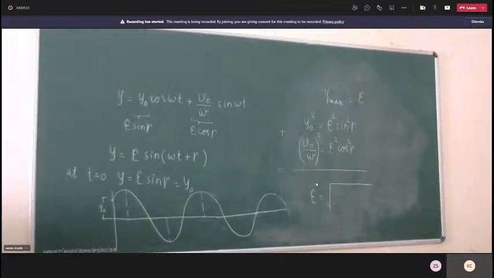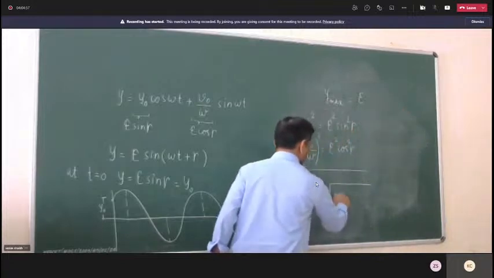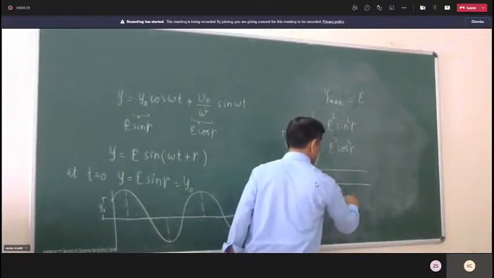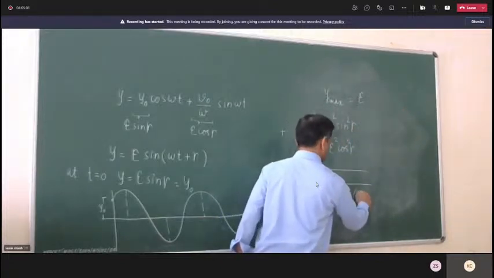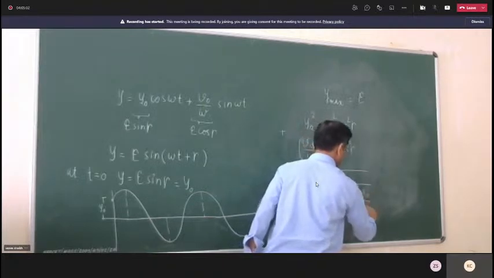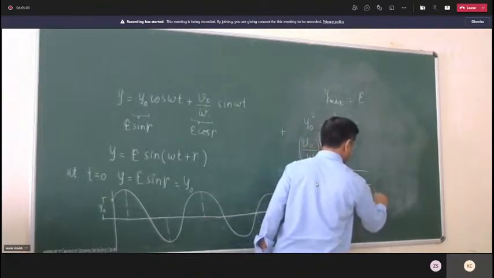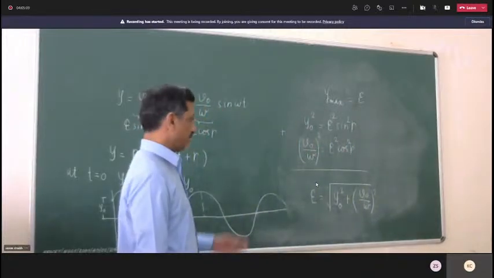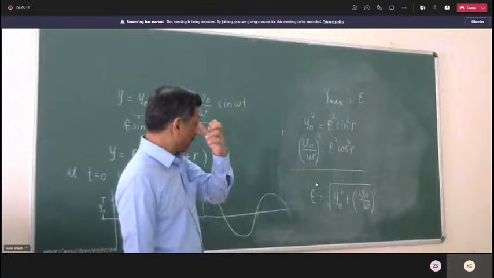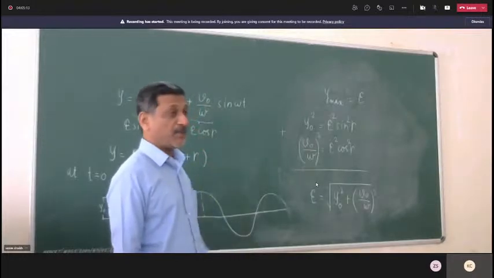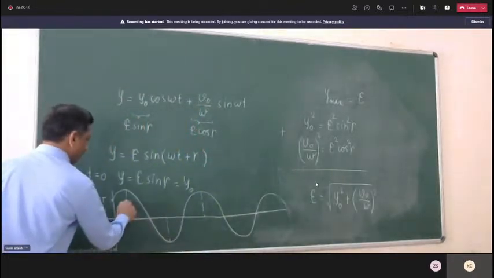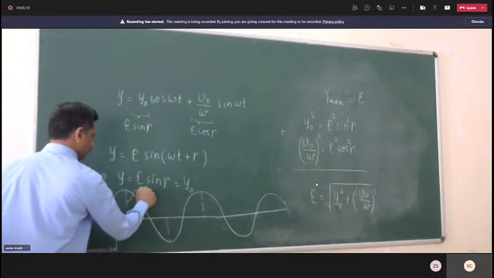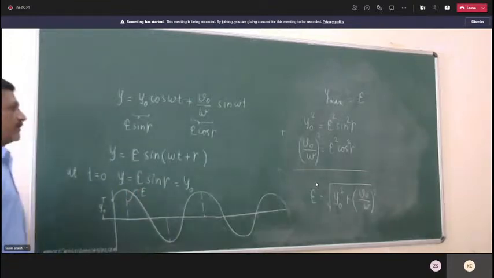That's it. E is the root of y0 square plus (V0 upon omega) square. That's how you can do it. So the maximum amplitude is here, E, which is more than y0.